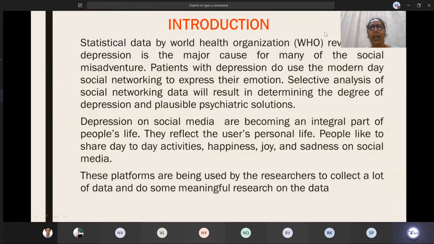Social media is becoming an integral part of people's lives. It reflects the user's personal life. People like to share their day-to-day activities, happiness, joy, and sadness on social media. These platforms are being used by researchers to collect a lot of data and do meaningful research on the data.